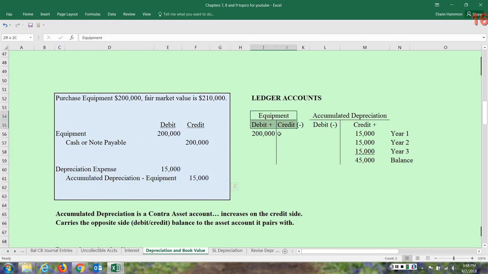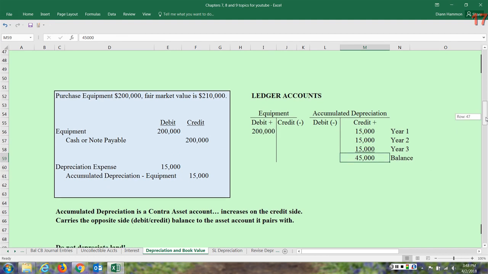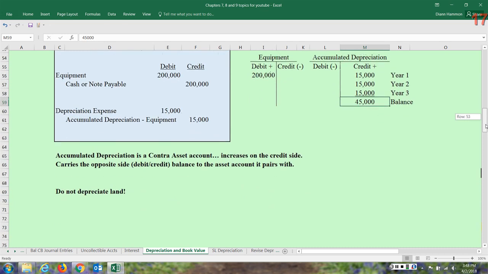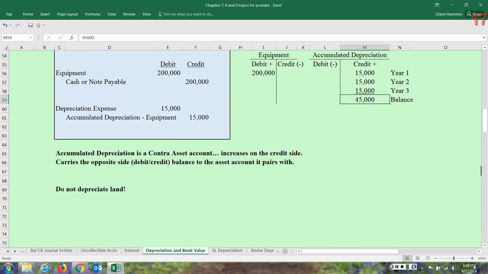Notice your ledger accounts on the screen, equipment, left-hand side, I'm showing the debit here, and just assuming, we're going to have other videos where I will show you how this depreciation expense is arrived at, but assuming depreciation is $15,000 in year 1, $15,000 in year 2, $15,000 in year 3, well then at the end of year 3 we see that there would be a total of $45,000. It's accumulating, so a total of $45,000 in this account. That's not cash. That's just your accumulated depreciation. Another reminder there, do not depreciate land.